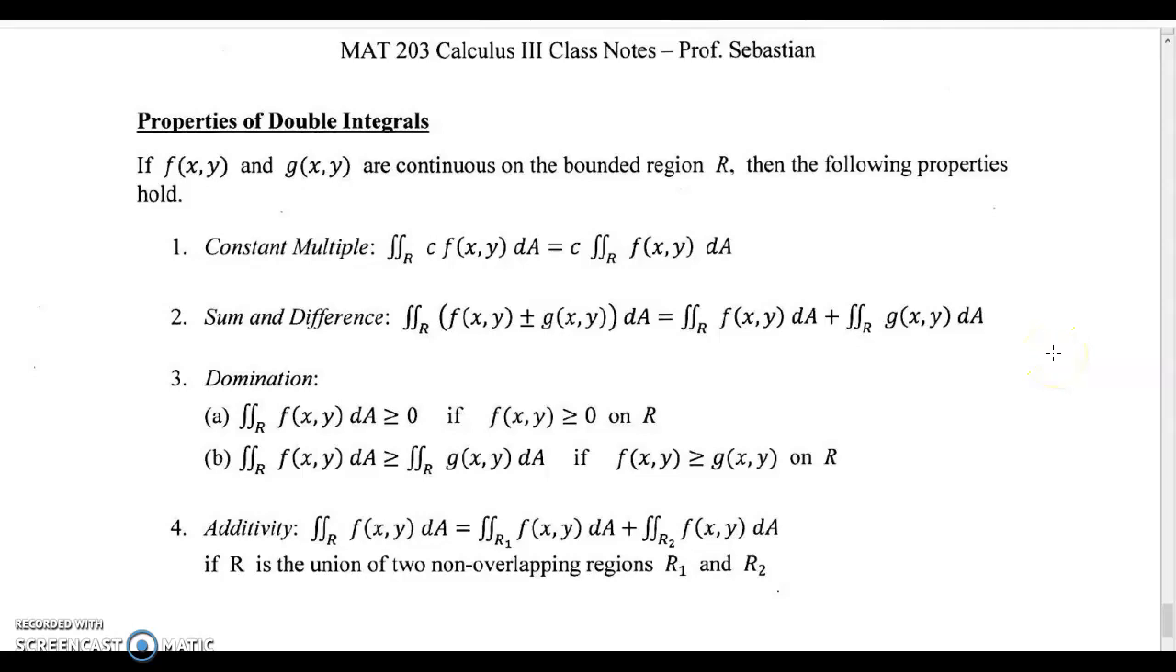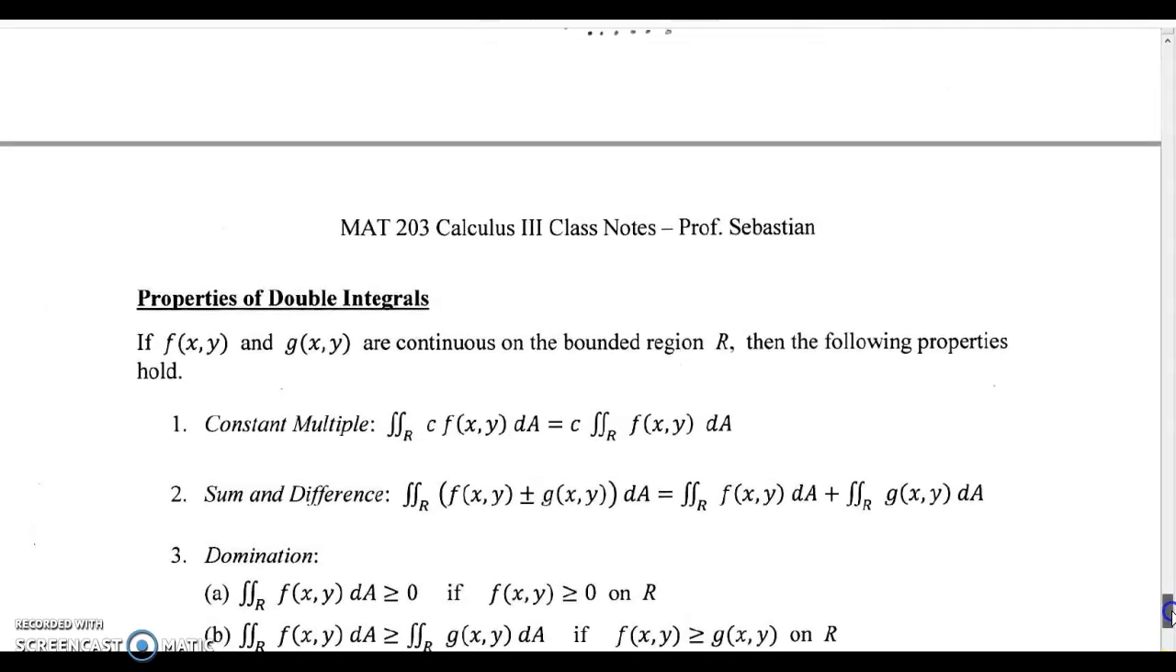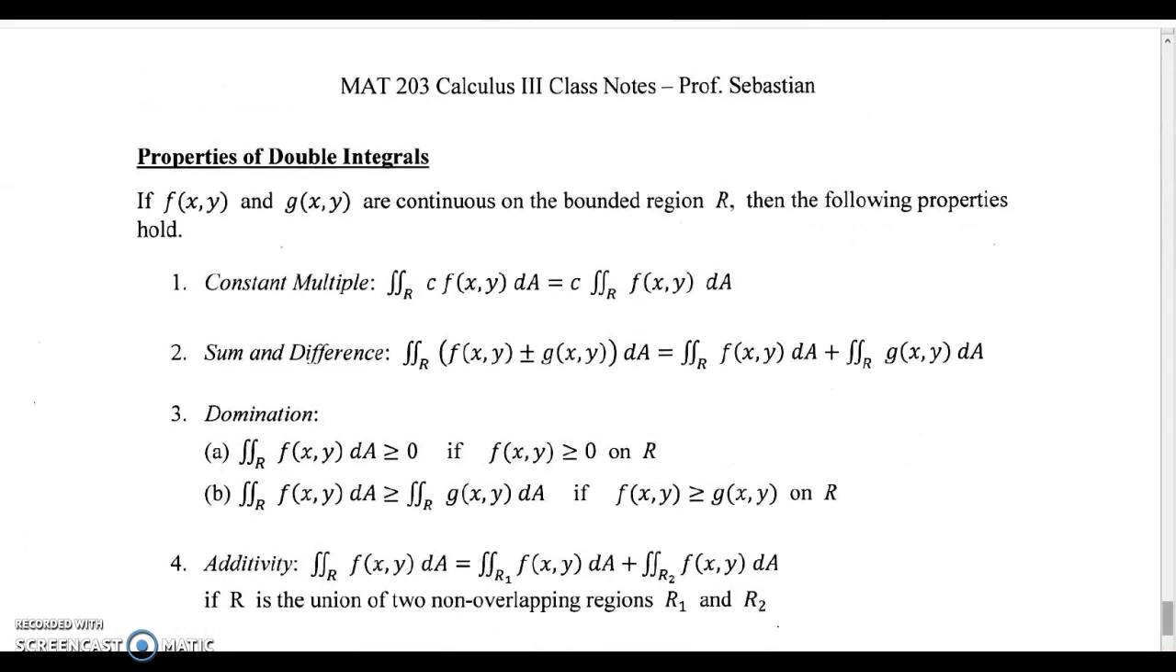We're in our last half page here of section 15.2. So we're on page 92, right? 92. And this is the last half page in section 15.2 on double integrals over non-rectangular regions. But I just wanted to quickly point out what the properties of double integrals are. So if we have two functions, f and g, both functions of two variables, continuous on the bounded region R, then the following properties hold.